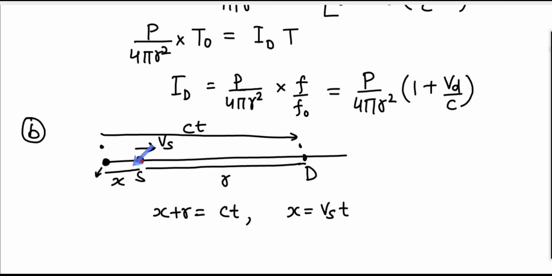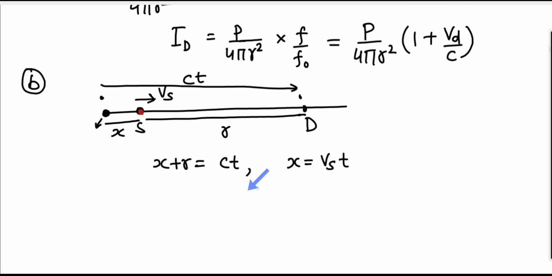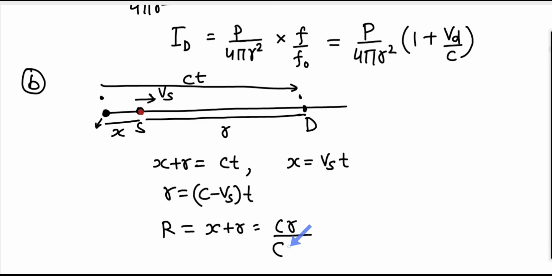So the radius of the wavefront is going to be equal to x plus r, right? Now here, what I can do is put the value of x in the first equation, and I'll get r as (c minus vs) into t. If I substitute the value of t from this equation in the first equation, that is going to be my radius capital R, equal to x plus r, and that is equal to c into t, which is c into r by (c minus vs), right?